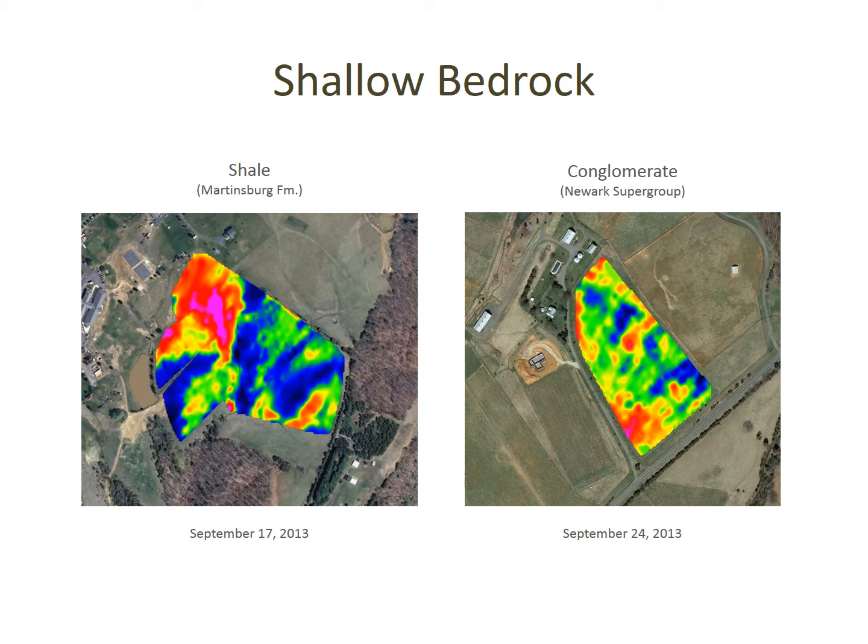This is a good example of why ground truth information is so critical, because you can see the shallow bedrock in the left image is represented by red and pink colors, high conductivity. Shallow bedrock in the right image is represented by blue colors. So you really do have to have a handle on site geology, and you absolutely have to collect ground truth information after running these surveys.